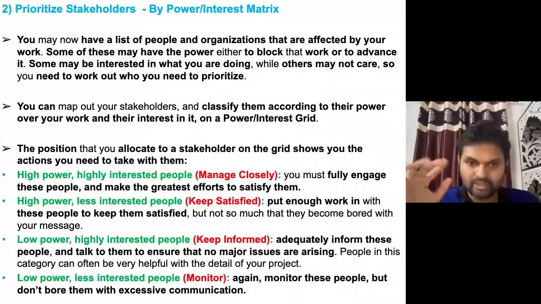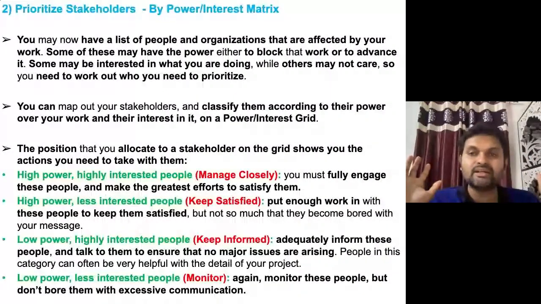Try to communicate with them in whatever language they want. It may be in terms of a signboard, it may be in terms of a magazine, it may be in terms of any other form. So you need to take care in this particular respect.